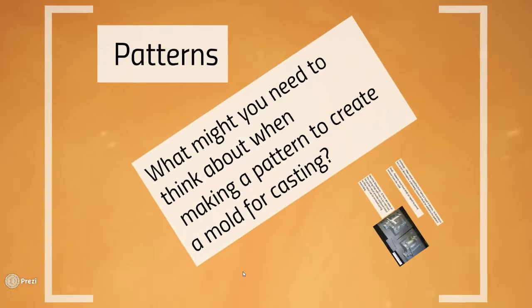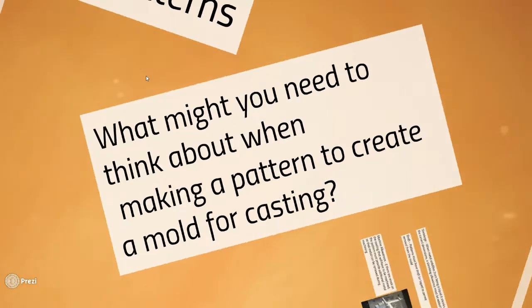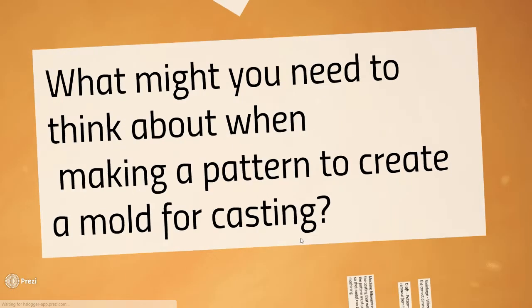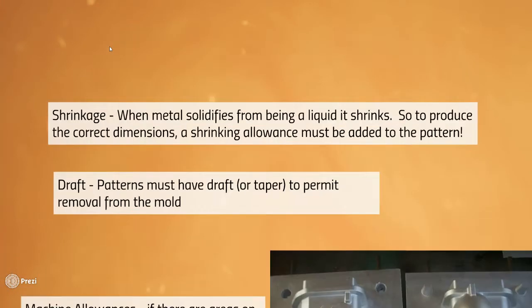All right. Now let's start out with the first thing you need, which is a pattern. A pattern is simply what you use to make your mold. The pattern is usually going to be in the shape of your actual product. Now, what do you need to think about when making a good pattern to create a mold for your casting? Well, there are several things. First of all, you have to be aware of this thing called shrinkage. What is that?